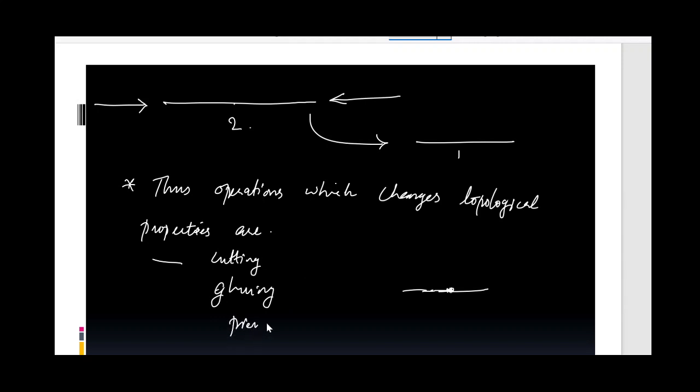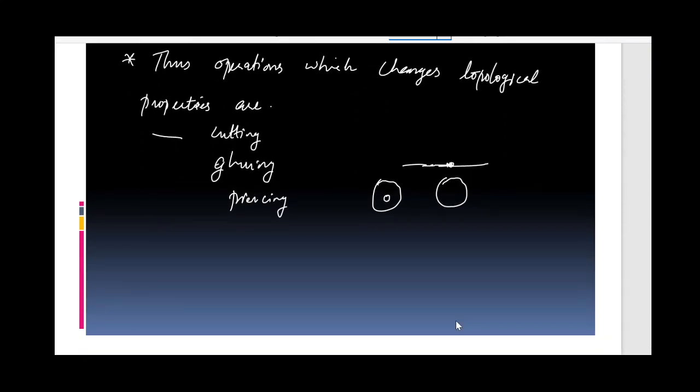Piercing is cutting a hole. So when you have a disc over here and you make a hole here, it won't be isomorphic to this disc. Sorry, not isomorphic, it's not homeomorphic. So piercing is cutting a hole. So these are some of the operations. You can have lots of operations. I'm listing some of them over here.